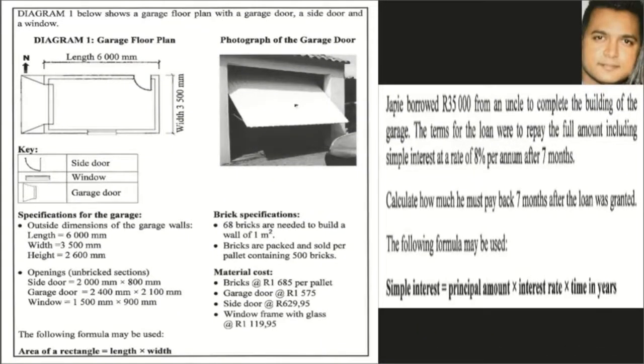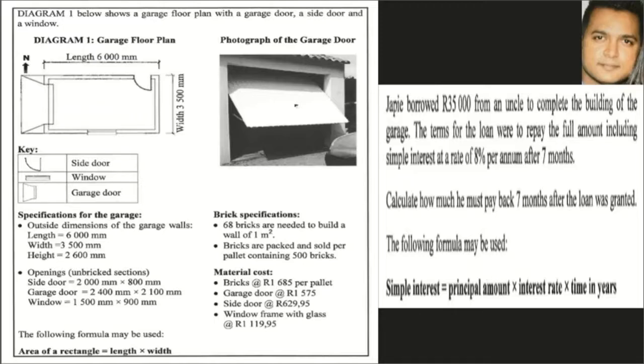Yapi borrowed 35,000 from an uncle to complete the building of the garage. The terms for the loan were to repay the full amount including simple interest at a rate of 8% per annum after 7 months. Calculate how much he must pay back 7 months after the loan was granted. The following formula may be used. Simple interest is equal to principal amount times interest rate times time in years.